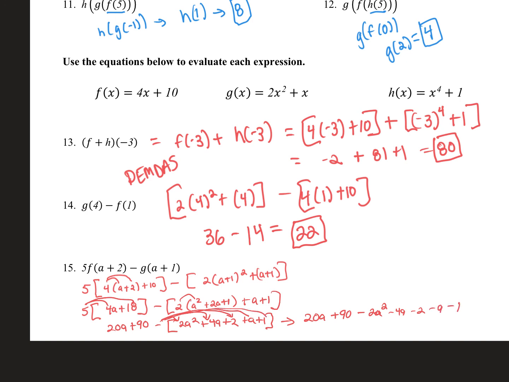minus 1. So when we write this, we should write it in standard form, highest exponent down, so negative 2a squared. 20a and negative 4a is positive 16a. And then we've got 90 minus 2 is 88. Minus 1 is 87. Minus a, so 87 minus a. And that would be our answer.